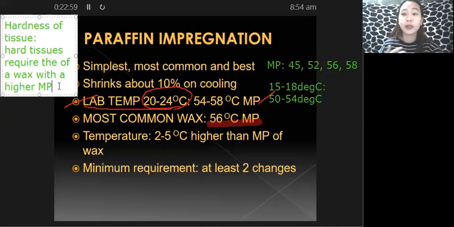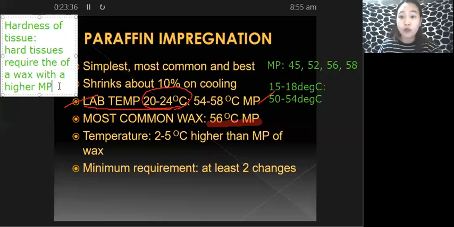Because what are we trying to achieve? We are trying to achieve the same consistency of your tissue and your block. So the tendency is, if you make use of waxes with a low melting point, your tissue sample might be harder as compared to the block itself. And we don't want that to happen. Remember, one of the purposes is for your block and your tissue sample to have the same consistency.